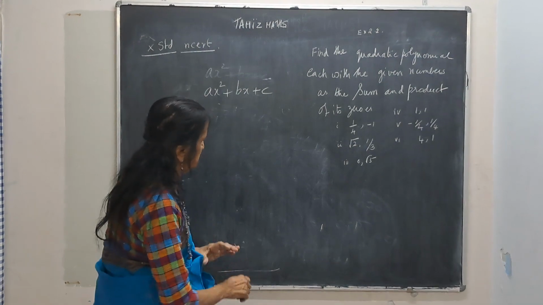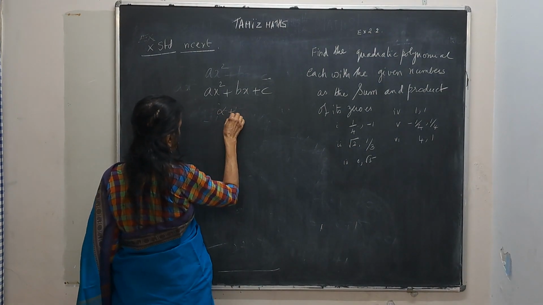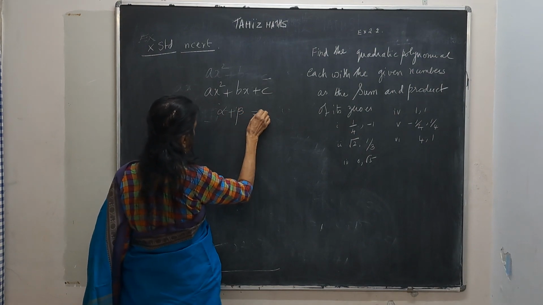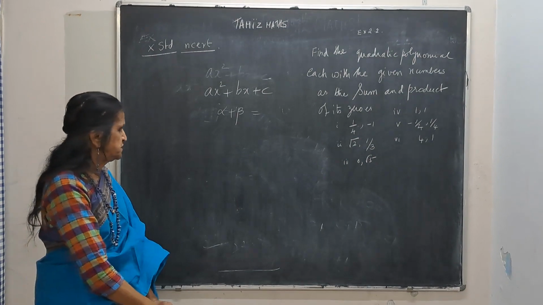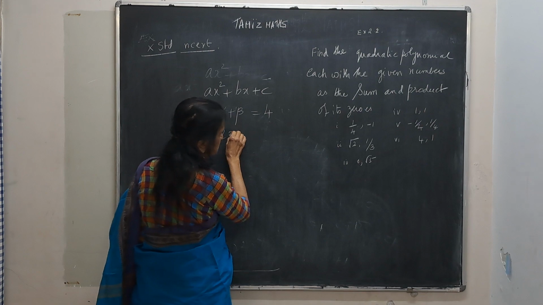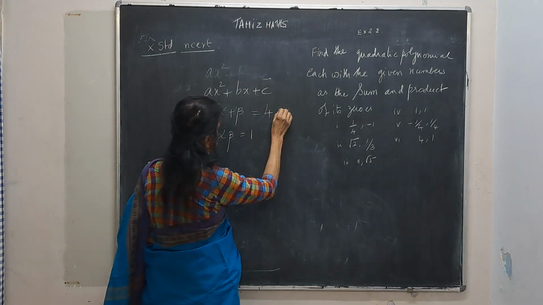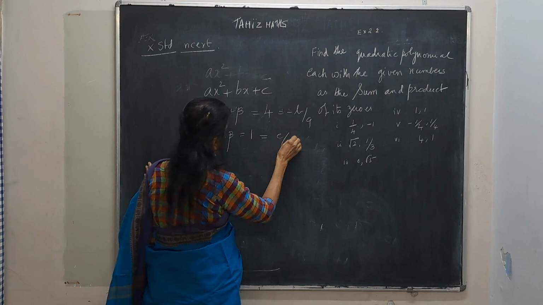Subdivision 6. 4 and 1. Let ax square plus bx plus c be the polynomial we want. Alpha plus beta is 4. And alpha beta is 1. This is minus b by a. And this is c by a.